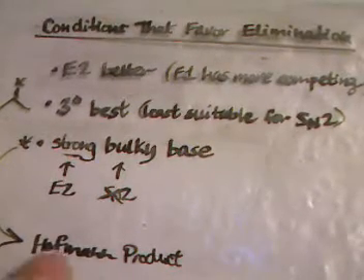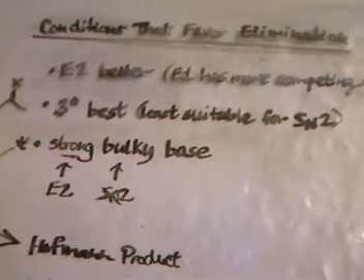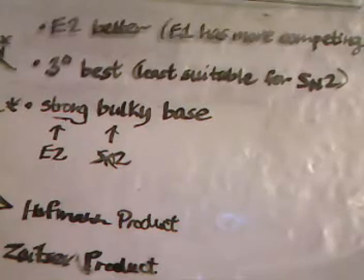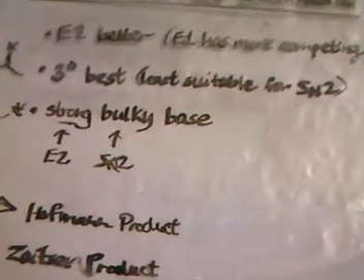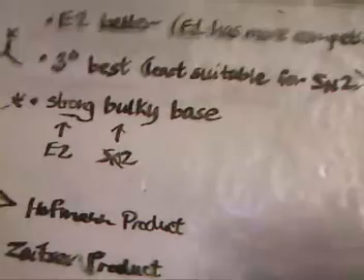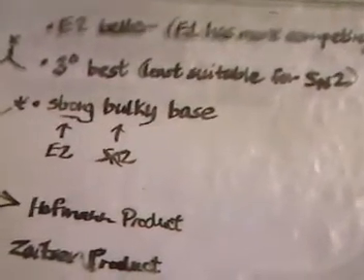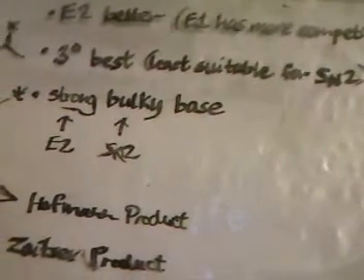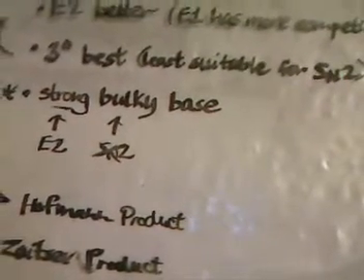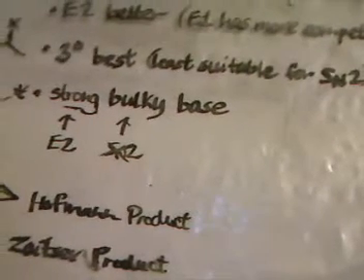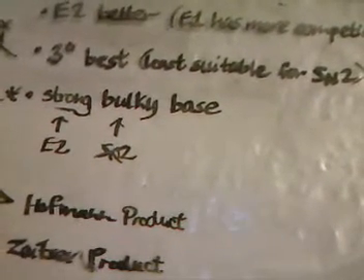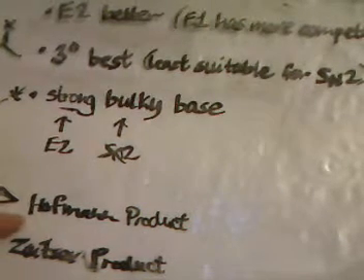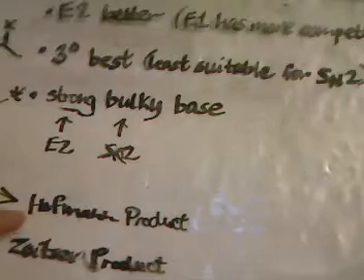Go back to one of the clips that discusses that. But the Zaitsev product basically is the most substituted product in elimination, meaning if two alkenes can be made from an elimination, because some substrates can be eliminated two ways at two different sites to give two different alkenes, the more substituted alkene is the one generally formed, which is what the Zaitsev product is. That's what the Zaitsev rule is. And the least substituted alkene is the Hofmann product.